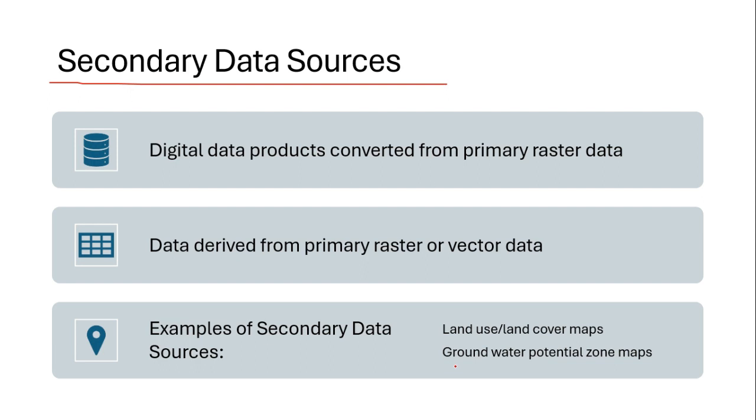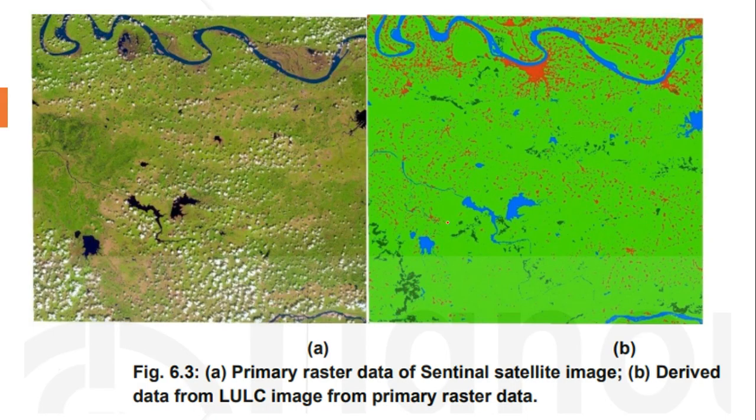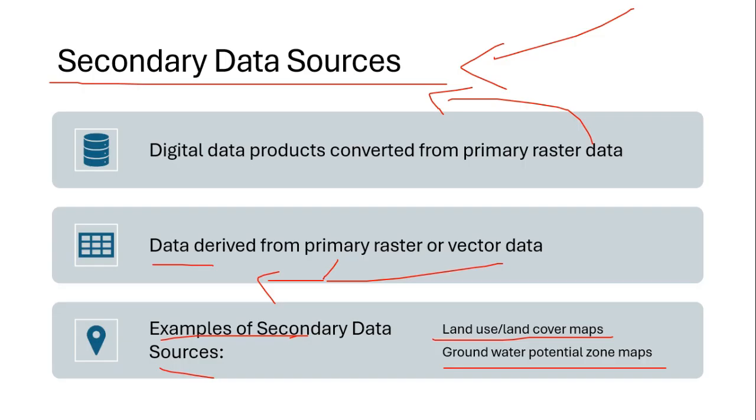Then secondary data sources. We already know that these secondary data sources are prepared using the primary data sources. So the secondary vector data can also be created from any primary raster data, and these data sets are derived from primary and also secondary vector data sets. Some examples of secondary data sources are land use land cover maps, and groundwater potential zone maps. Here is an image where there is a satellite image, and then an LULC map is derived from this satellite image. Further, we can convert this LULC map into a vector data format, then separate the different LULC classes and calculate their area. So these are a few examples of secondary data sources.